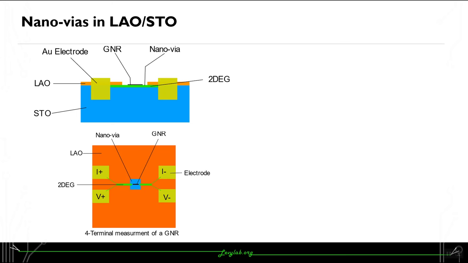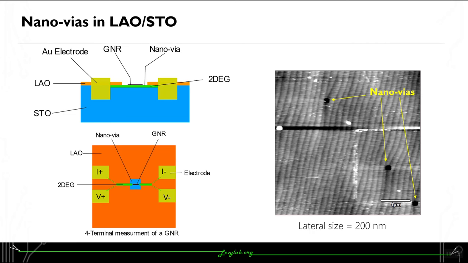To improve the electronic coupling of GNRs to lanthanum aluminate strontium titanate, we thought to bring them closer to the conductive interface by pushing individual GNRs into a nanovia, which is a nanometer scale hole where the lanthanum aluminate is removed. We found that in some of our samples there are some naturally occurring holes with sizes of about 200 nanometers, which is too large compared to the sizes of individual GNRs and other quantum dots. For that reason, we thought to artificially create these nanovias where we can control their locations as well as their sizes.